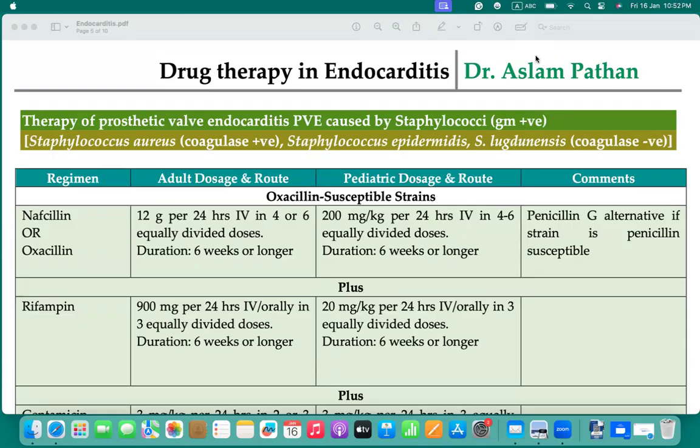Endocarditis, the drug therapy of prosthetic valve endocarditis caused by Staphylococci, gram-positive bacteria. In the previous lecture, we saw the native valve endocarditis caused by Staphylococci. Now we will see prosthetic valve endocarditis caused by Staphylococci.